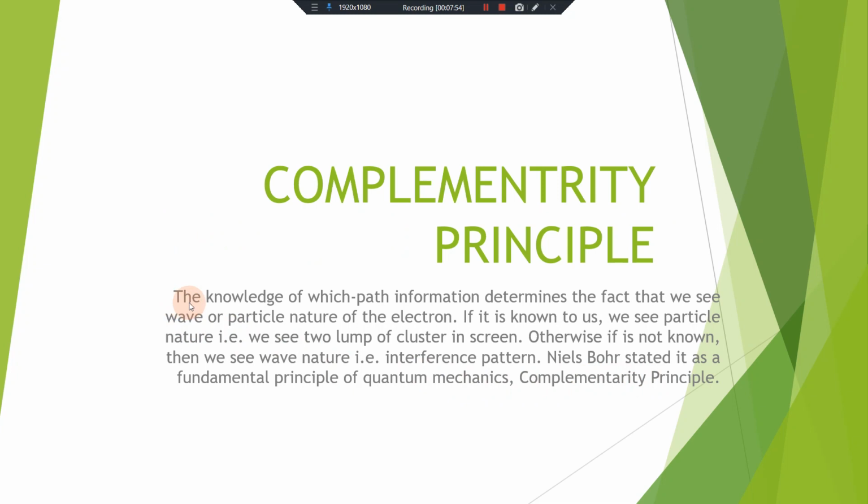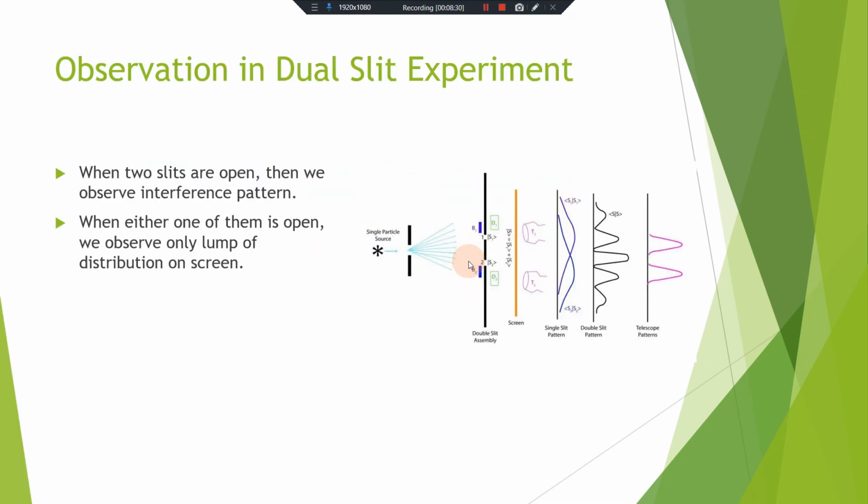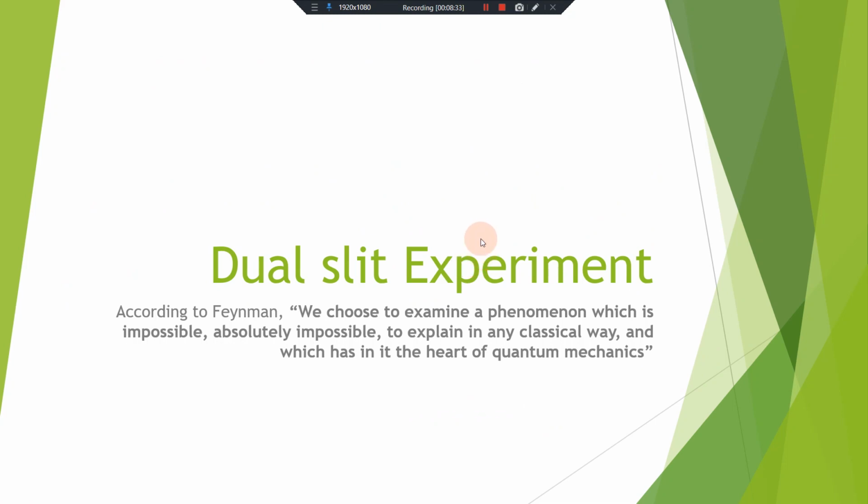Complementarity principle: the knowledge of which-path information determines whether we observe the wave or particle nature of the electron. If it is known to us, we see the particle nature, that is the two lumps on the screen. Otherwise, if it is unknown, we see the wave nature, the interference pattern. Niels Bohr stated it as a fundamental principle of quantum mechanics, the complementarity principle. So that is all about the double slit experiment. Thank you for listening.